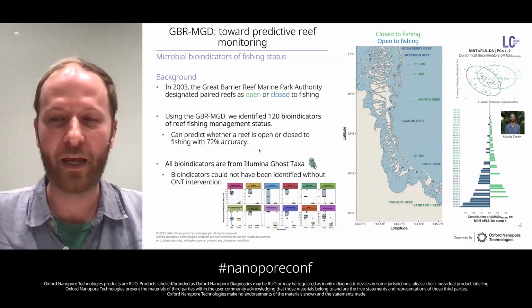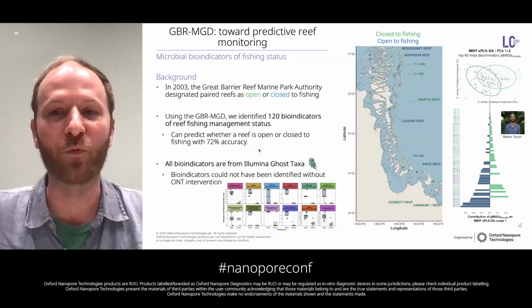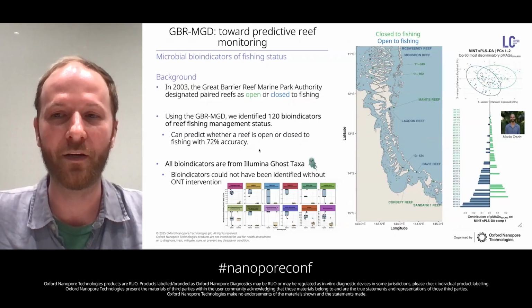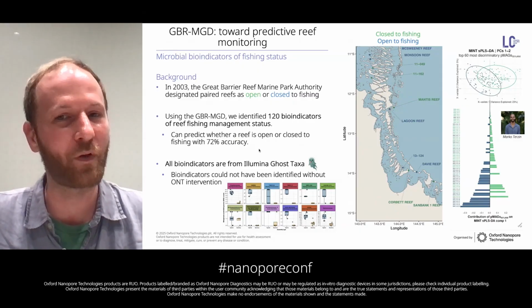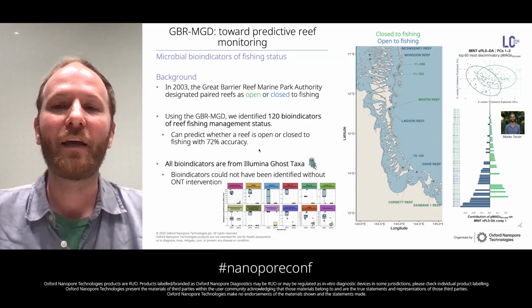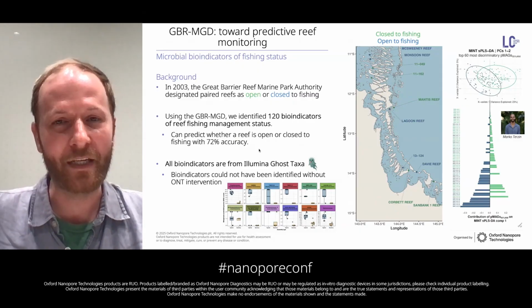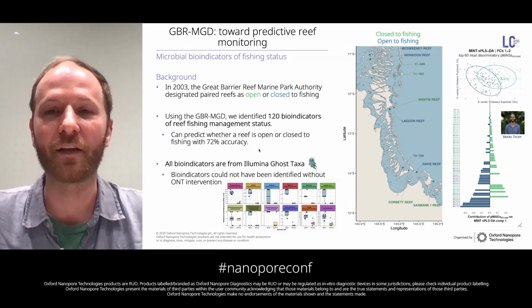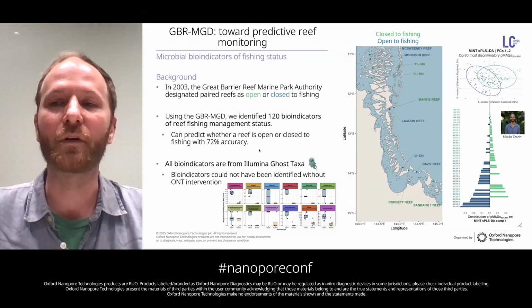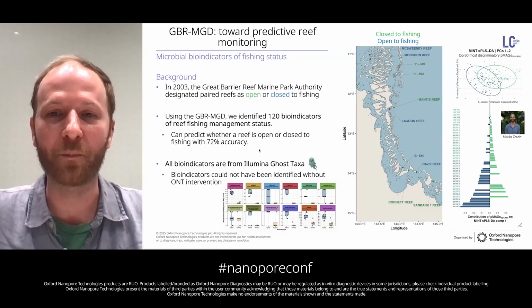So if you handed our student, Marco Turzin, a random sample of coral reef seawater, he could tell you whether that reef was open or closed to fishing without knowing what the reef was. And the interesting thing about this finding is that all 120 of the taxa that ended up being good bioindicators of fisheries management strategy were ghost taxa. And that's important because it means that we could only have achieved this result using nanopore reads.